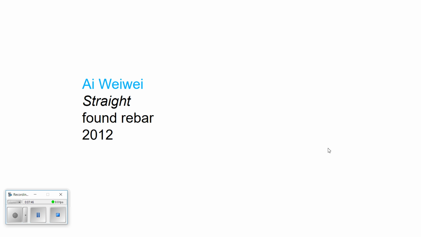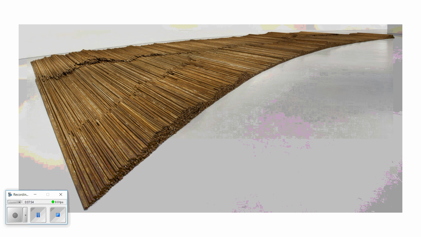Okay, we're going to take a look now at a Chinese artist named Ai Weiwei in a project he did called Straight with Found Rebar back in 2012. So if you look at this just on face value, it just looks like a whole stack of straight steel rebar rods, essentially. What you would learn if you were to read about the piece is that all of this rebar actually was found in schools that had collapsed in China in a horrible earthquake back in 2008.